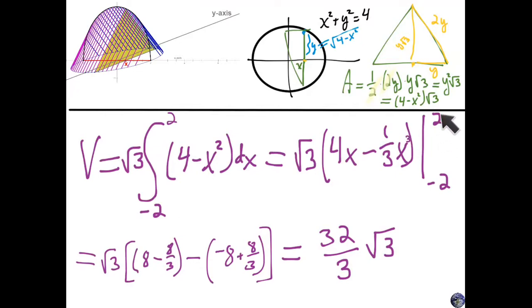So first you stick in 2, so that's 8 minus 8/3. Then subtract what you get when you plug in -2, which would be -8 plus 8/3. And then I just did the arithmetic, so that becomes a plus 8. 8 plus 8 is 16. And here you have a minus 8/3, here's another minus 8/3, that's minus 16/3. Put it all together, 32/3, with a radical 3 out in front. So that's it. That is the volume of the shape in cubic units.